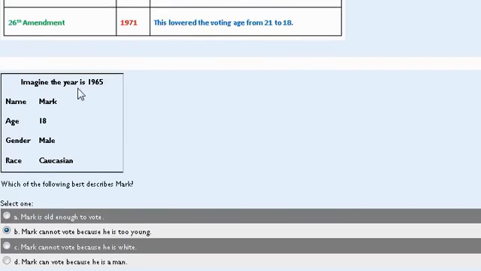So this one says, imagine the year is 1965. So we're imagining the year is 1965. So we got this guy. His name's Mark. He's 18 years old. He's male. And he's Caucasian. Which of the following best describes Mark? We got a bunch of options here. We got Mark is old enough to vote. Mark cannot vote because he's too young. Mark cannot vote because he's white. Mark can vote because he's a man.